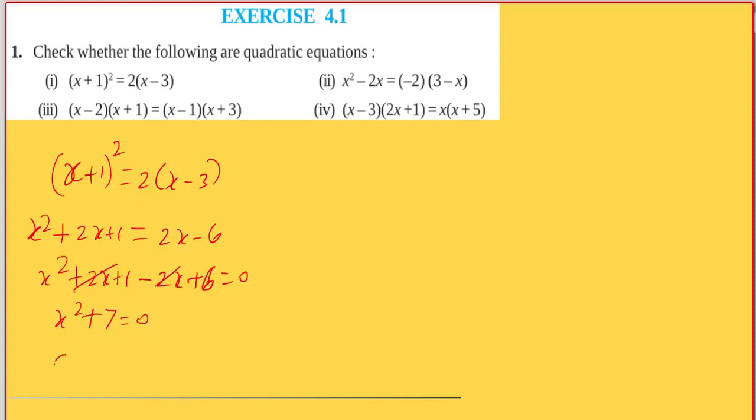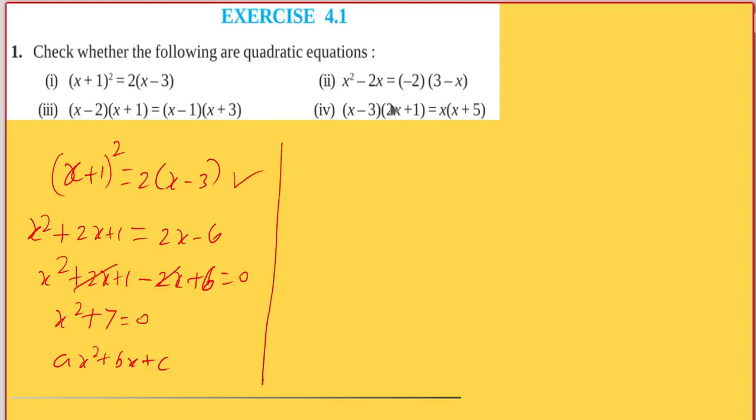So it is of the form ax square plus bx plus c. That is, the x square term is available, the constant is available, only the x term is not available. Even so, our condition is that the x square term must be there, then we can say it is a quadratic polynomial. Yes, it is a quadratic polynomial. So the given equation is a quadratic equation. Yes, this is a quadratic equation.